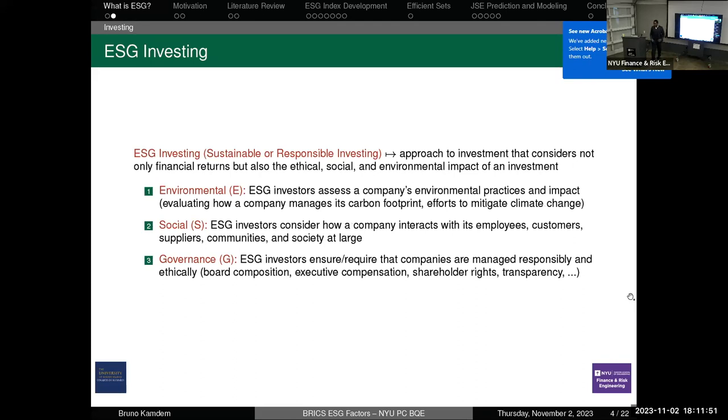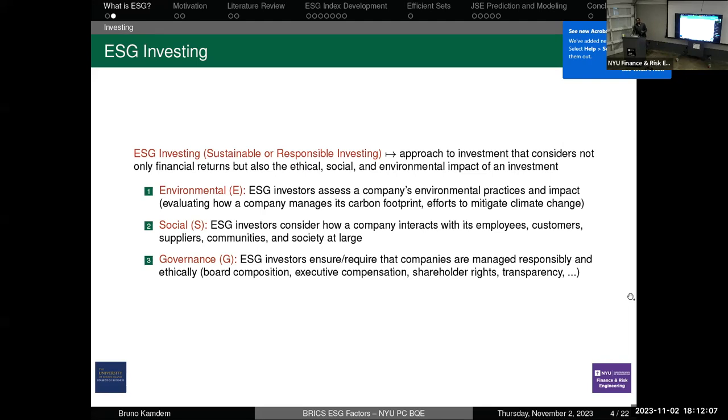So when it comes to ESG investment, it is an approach to investment that considers, as we just said, not only financial return, but also the ethical, the social and environmental impact of an investment.